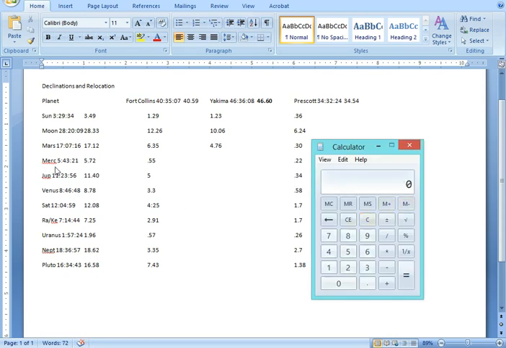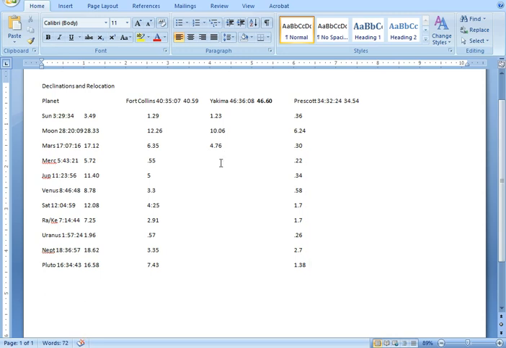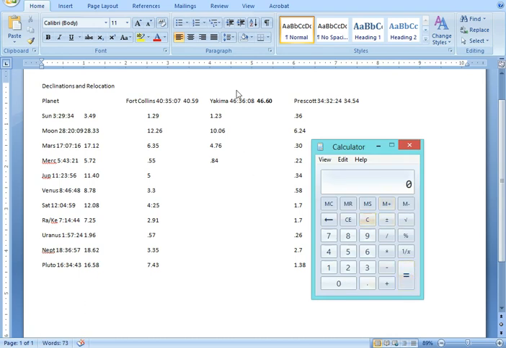Going on to Mercury at 5.72. Well, Mercury will probably go in there 9 times about. Let's try 9. 5.72 times 9 equals 51.48. Actually, we're pretty far away. We're about 5 away. So let's subtract 5.72, which is Mercury's declination, and we get 45.76. Now we're real close. Subtract that from 46.6, and we get 0.84. So Mercury is 0.84 away from exact at the location of Yakima.